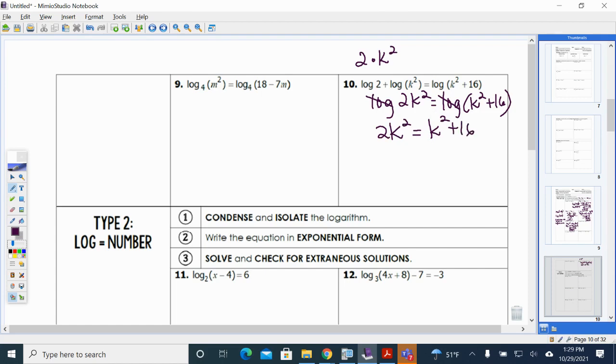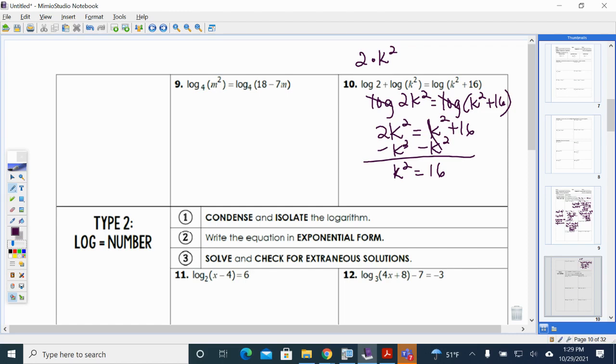So we've got a quadratic. Because you have an exponent of 2, that means that we've got a quadratic here. We're going to solve by getting the k squares on the same side. 2k squared minus k squared is k squared equals 16.